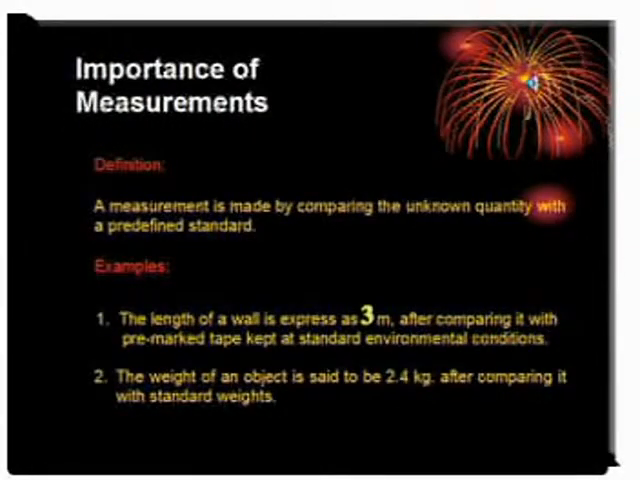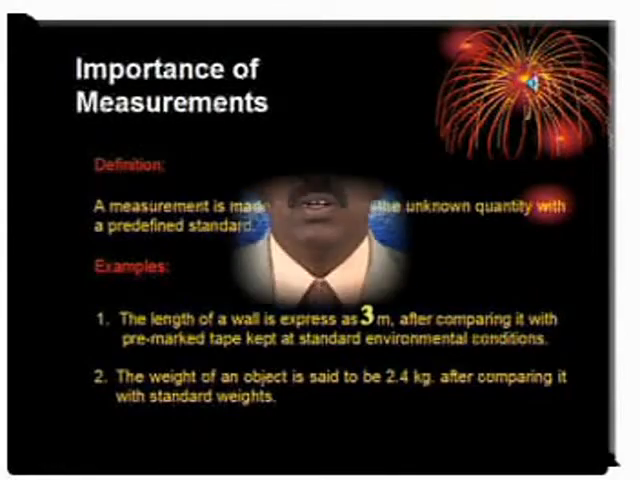What is measurement? Measurement is made by comparing the unknown quantity with predefined or predetermined standard values. I will explain with the help of two examples. The length of the wall is expressed as 3 meters after comparing it with a pre-marked tape kept at standard environmental conditions. The weight of an object is said to be 2.4 kilogram after comparing it with standard weights. Measurement is nothing but quantifying an event or a thing.